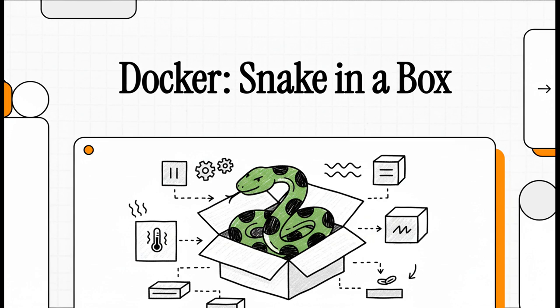Well, in the world of software, a complex application is kind of like that snake. And for years, developers have been trying to figure out the perfect box to ship it in. Today, we're going to talk about that box. It's called a container, and it solved a problem that drove developers crazy for decades.